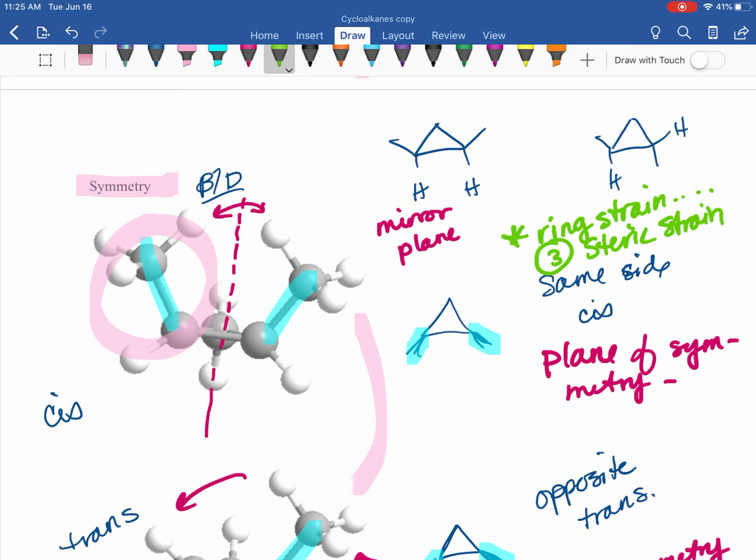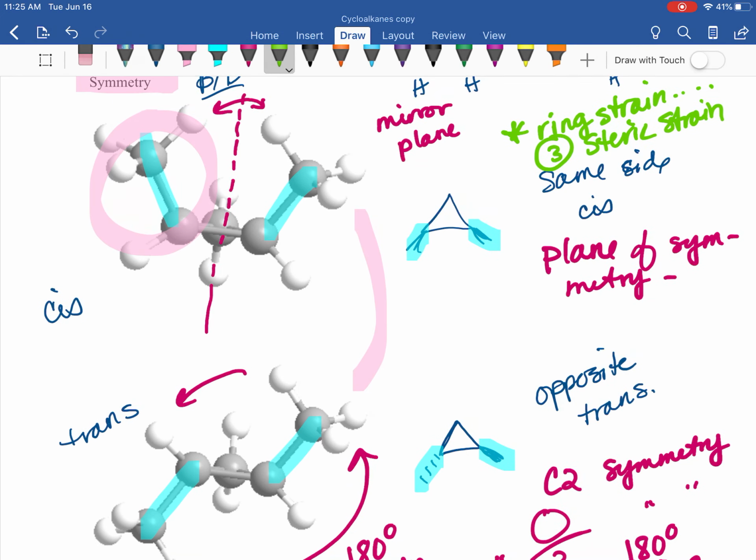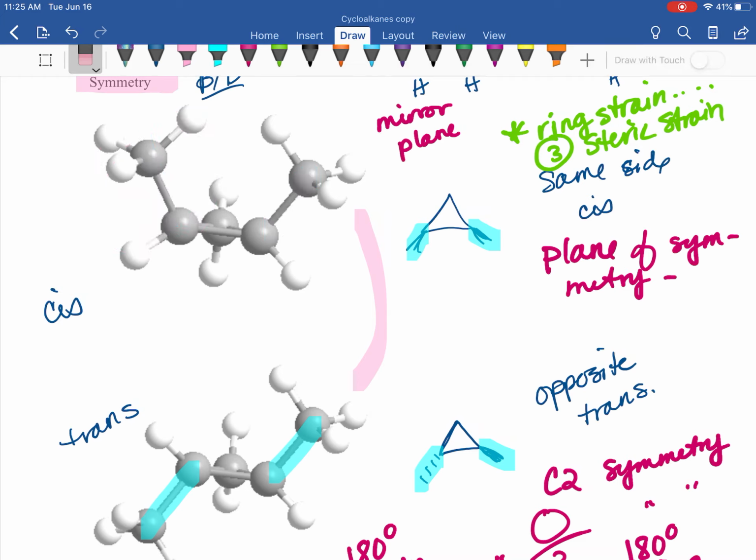So now that we've got stuff on our cycloalkane, let's compare the cis and the trans. Look at these 2 methyl groups on the cis versus the trans. If we're looking at this methyl group right here and here, they are awful close in space. That is steric strain.